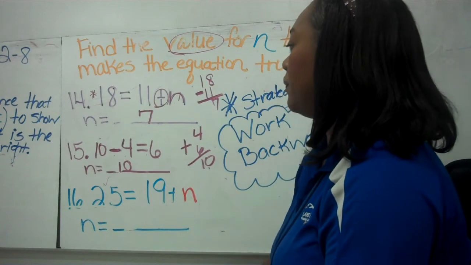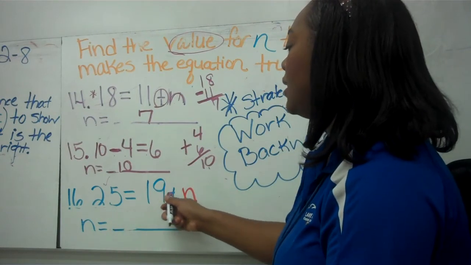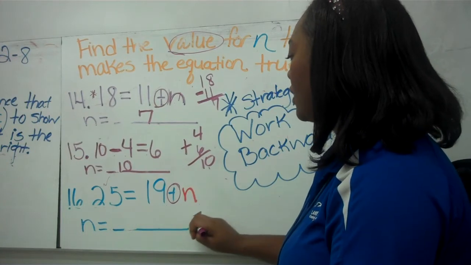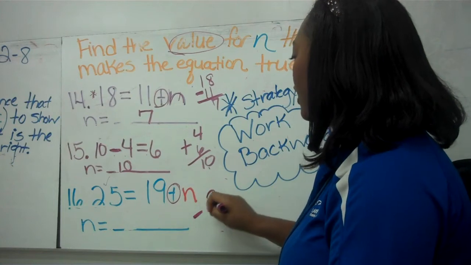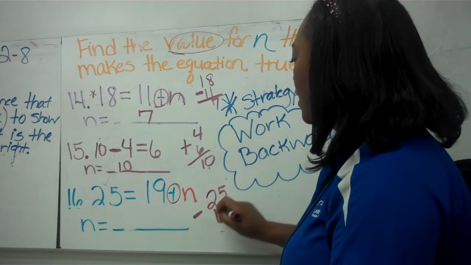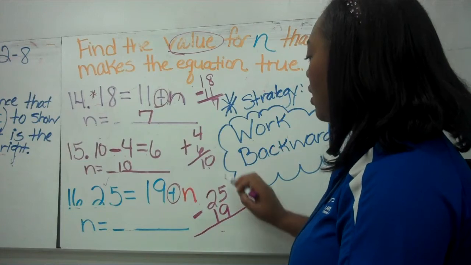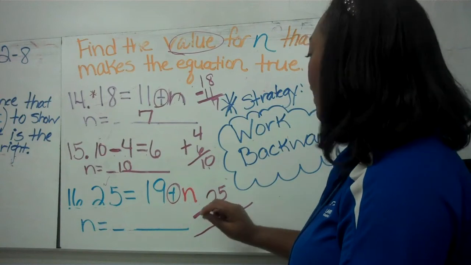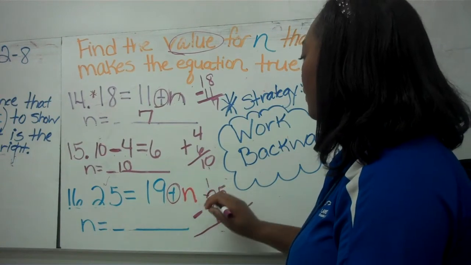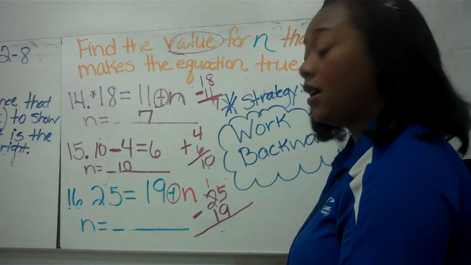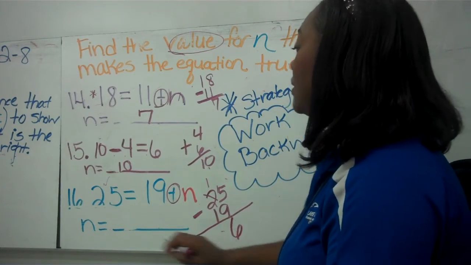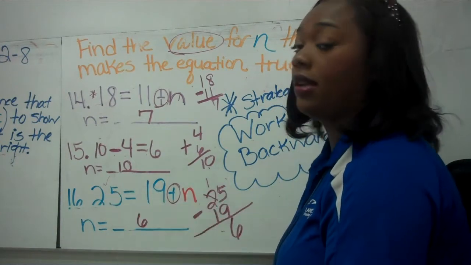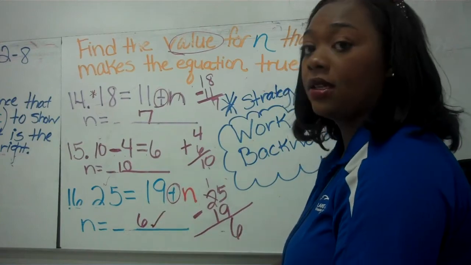Now let's look at number 16. 25 equals 19 plus a number. Okay, so I can work backwards and I can subtract because I know the total. I can say 25 minus 19. Now remember, we always subtract the ones column first. I cannot subtract 9 from 5, so I'm going to have to borrow. This 2 becomes a 1. And now I have 15 minus 9 equals 6. So I'm saying my missing number is 6. 19 plus 6 does equal 25, so my answer is correct.